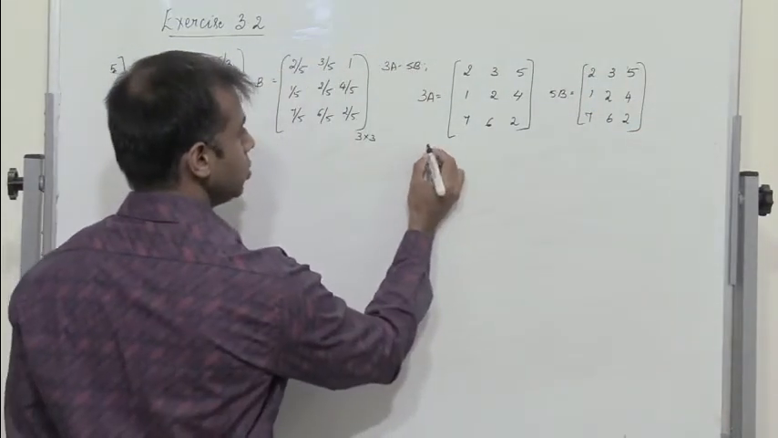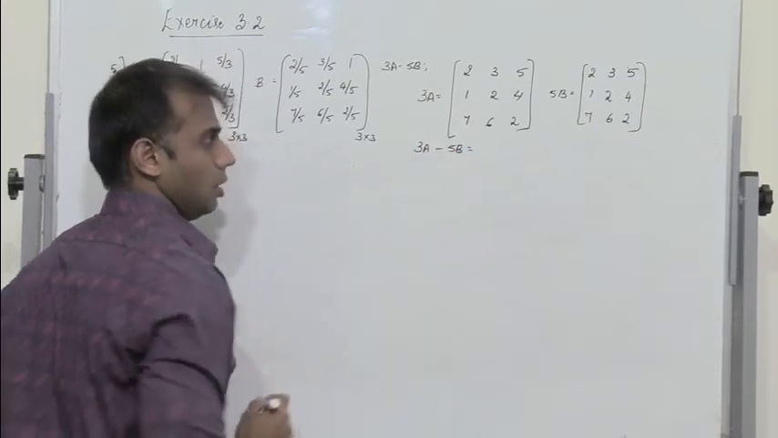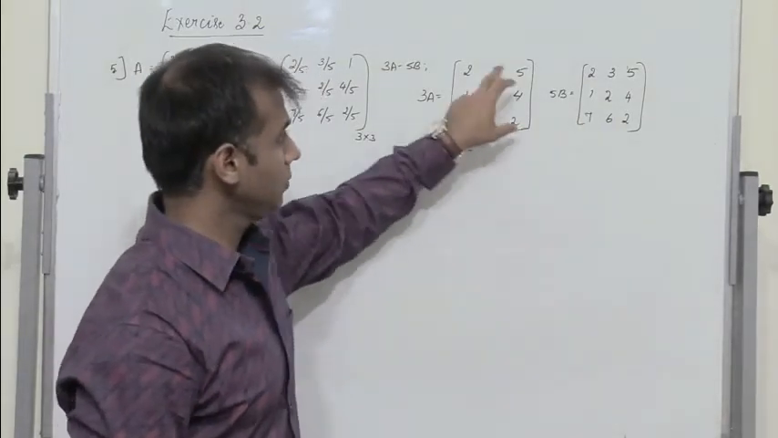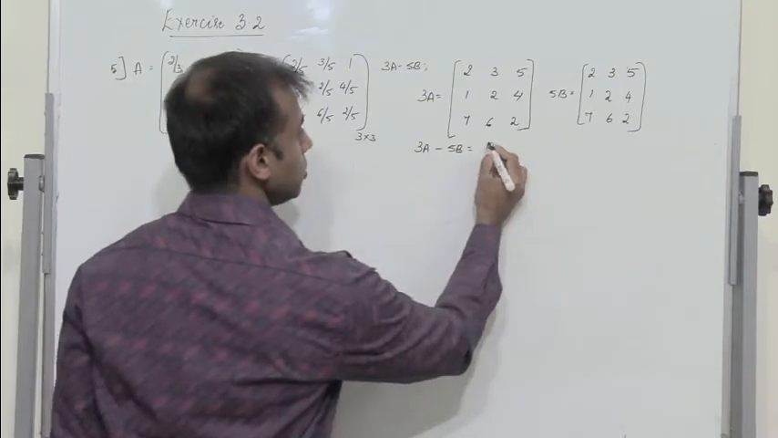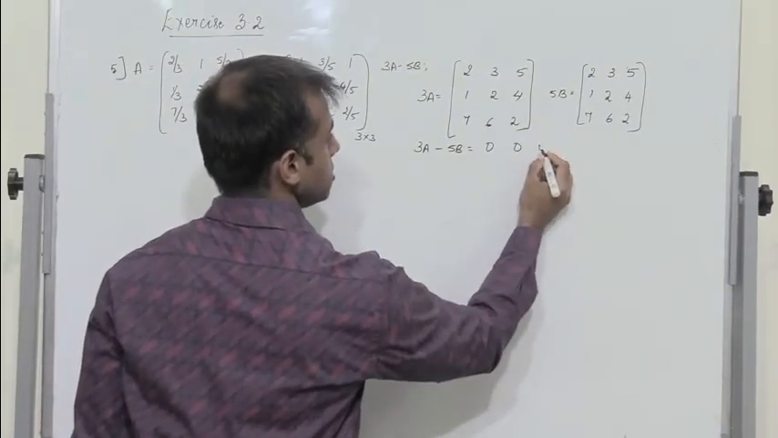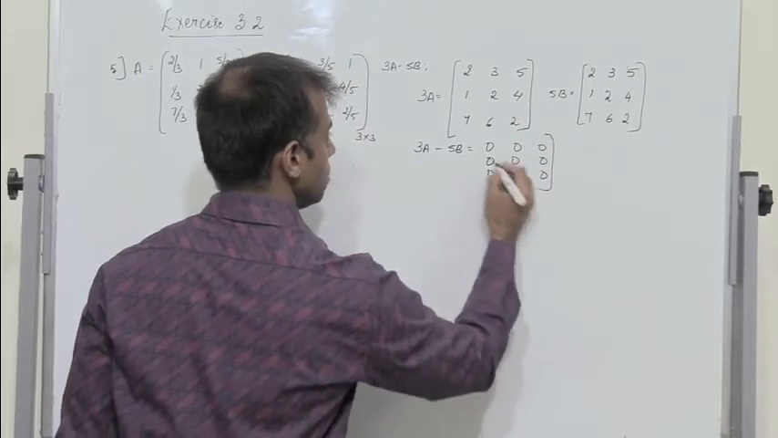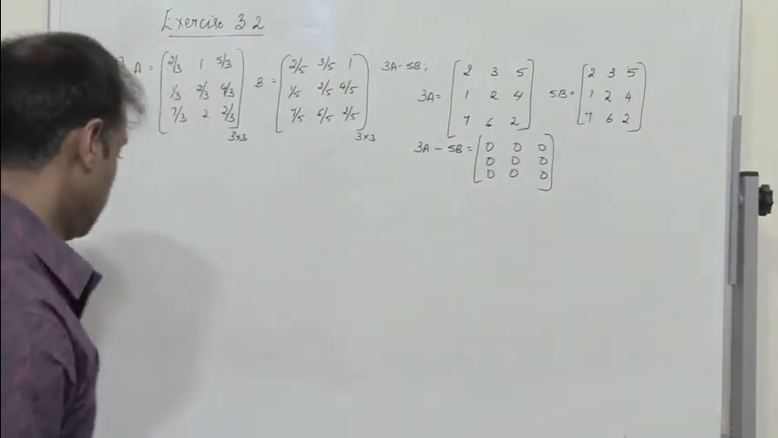So what do I need to do? We need to perform 3A minus 5B. Now observing all the elements of 3A and 5B, they both are one and the same. I find that all the elements are the same, isn't it? So 2 minus 2 is 0, 3 minus 3 is 0, 0, 0, 0, 0, 0, 0, 0. So I get a 0 matrix. So 3A minus 5B, we get a 0 matrix.